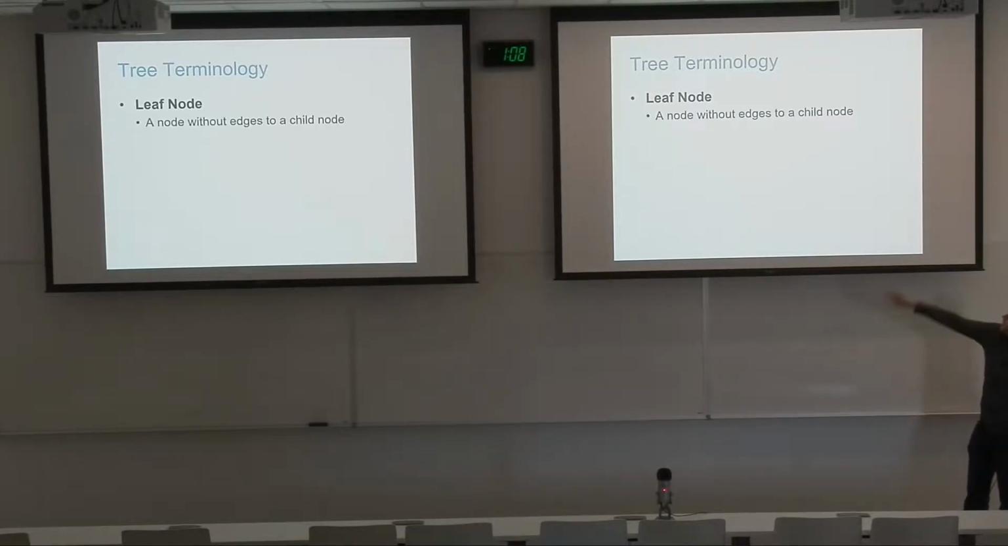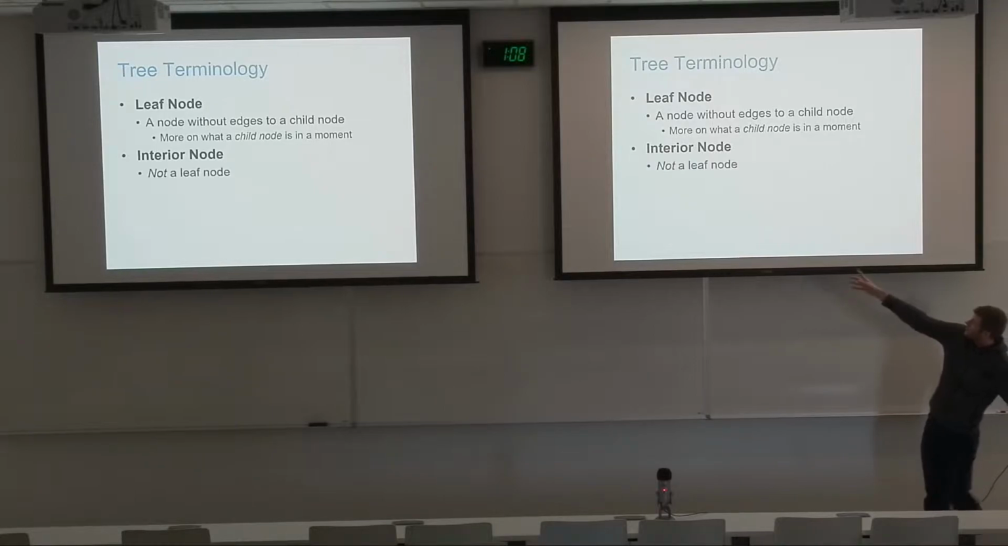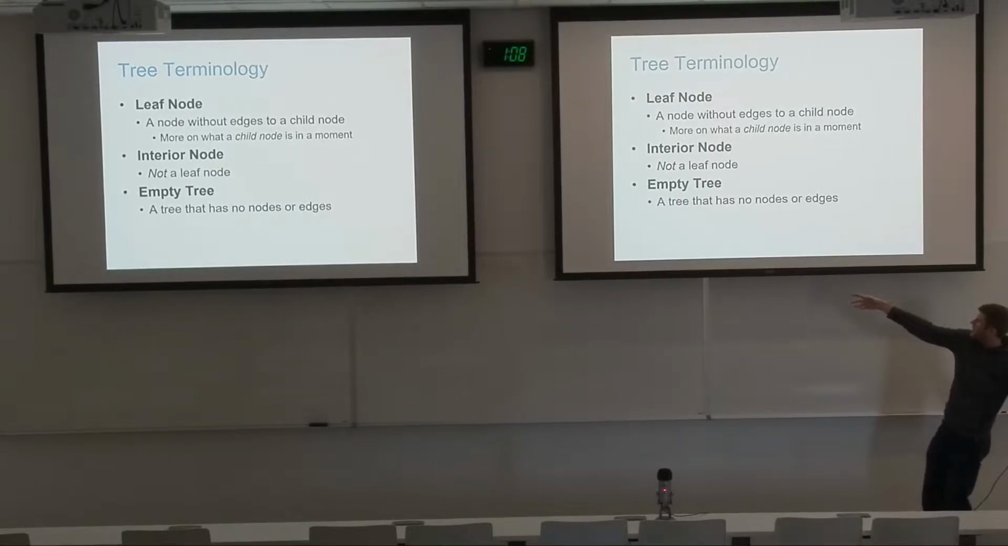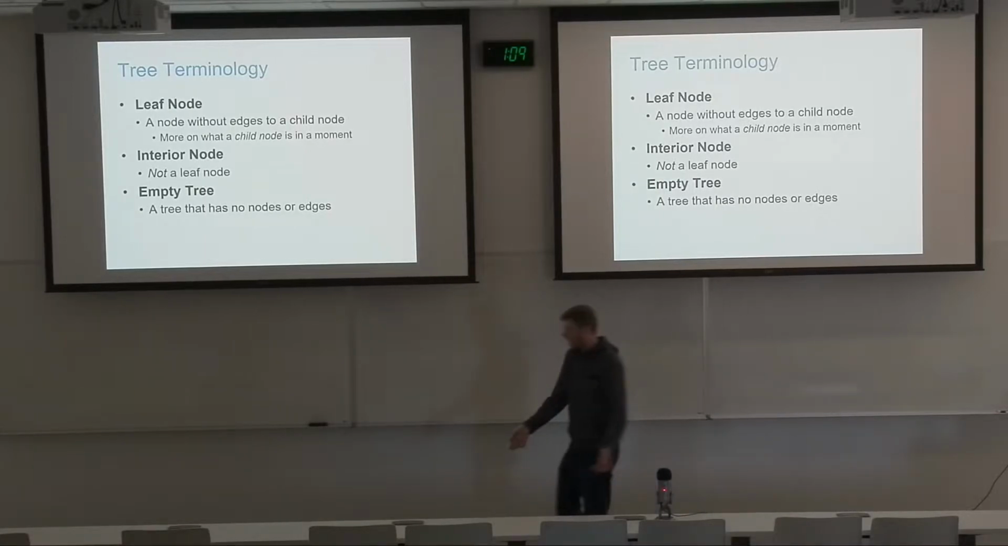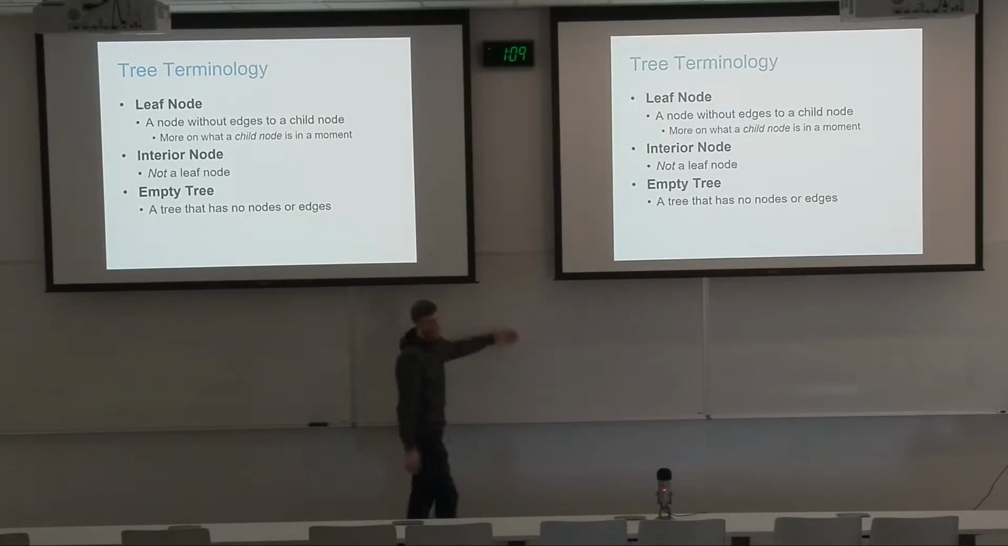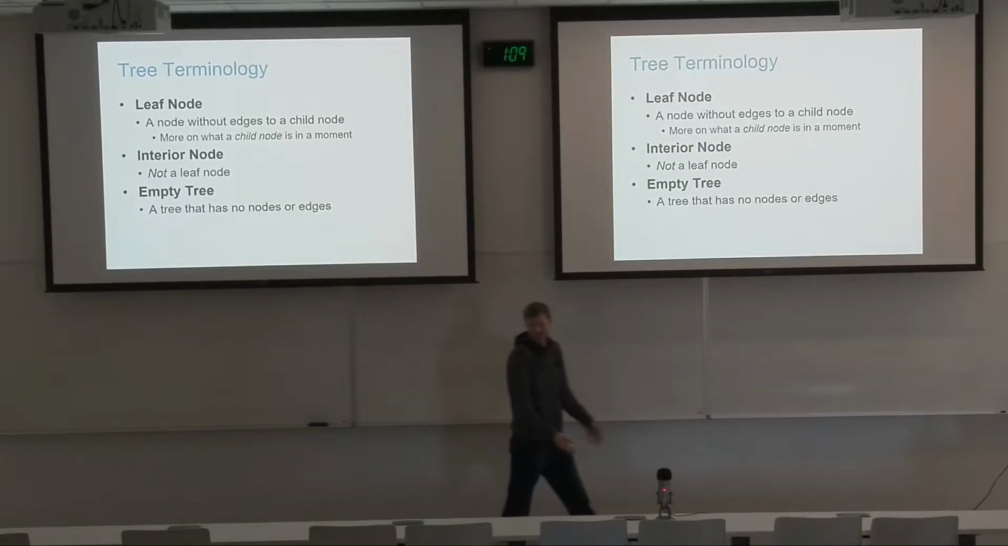A leaf node is a node without any edges to a child node. More on what a child node is in a moment. Interior nodes are nodes that are not a leaf node. An empty tree is a tree that has no nodes or edges. So I could tell you right now, oh, I drew a tree on the board. There's nothing there, but by our definition, that would be a tree, I guess.